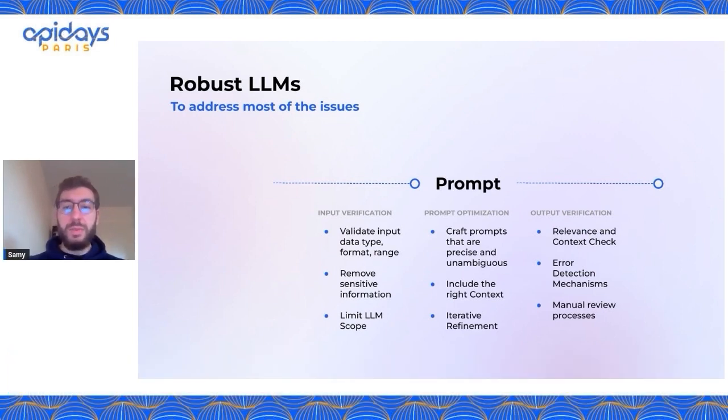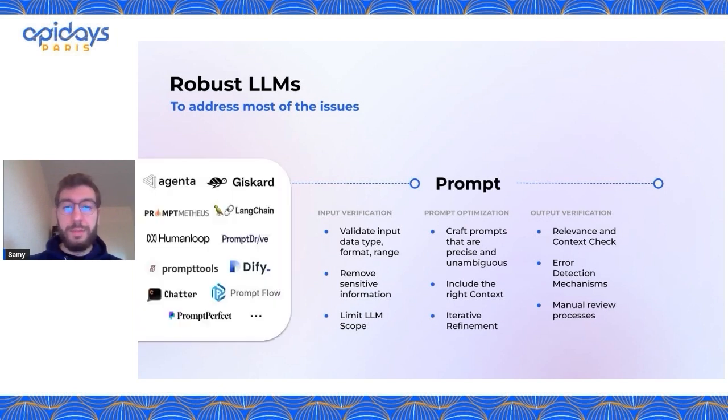And for the output side, you still need to check if the answer is relevant. There are some techniques for that. You need to check if there are any errors. Sometimes you hit some limits on your API calls. Sometimes the API you're using could return an error, etc. So adding a manual review process is something very important that you need to add.